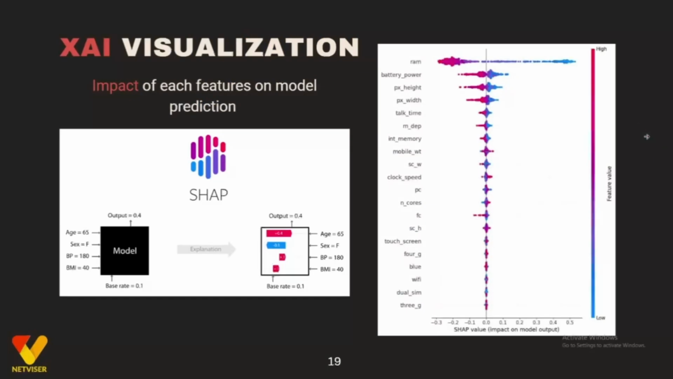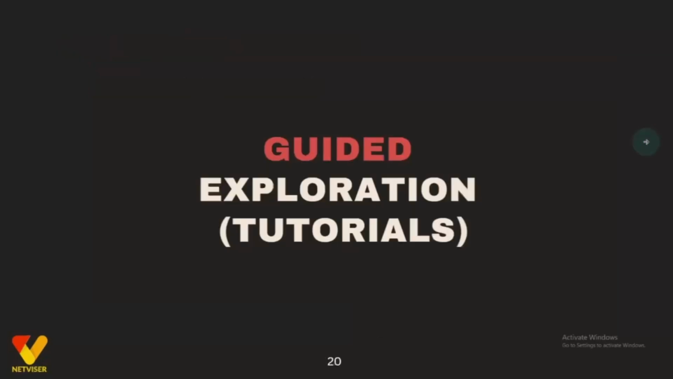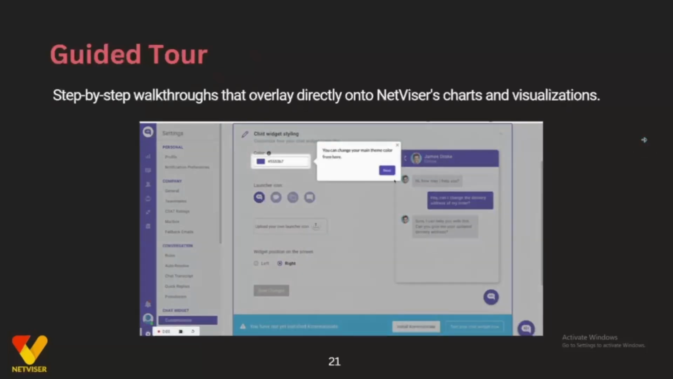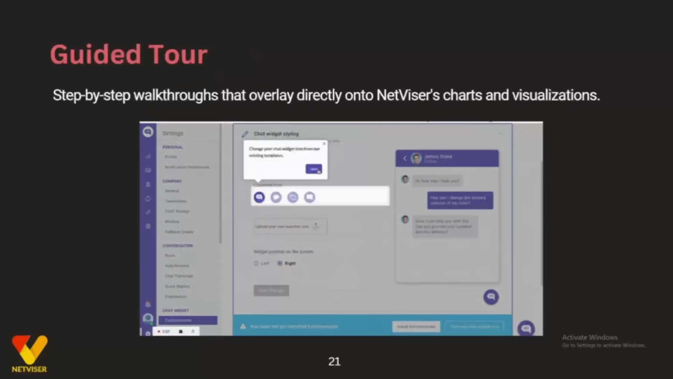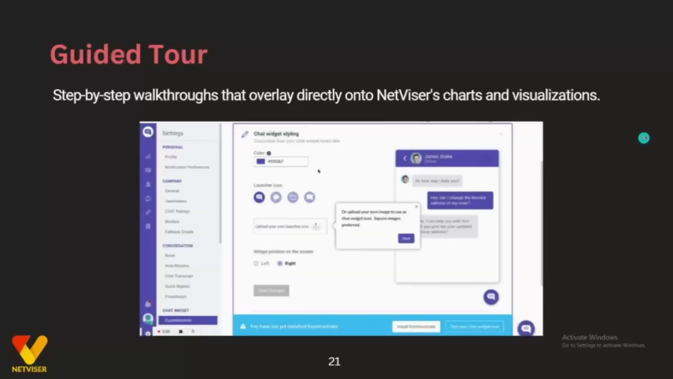Here's another example. And next, we'll use explainable AI visualization to show the impact of each feature on the model prediction. We will use charts for this. Next is our guided exploration or tutorial feature, where we will show a step-by-step walkthrough that overlays directly on the NetVisers charts and visualizations.